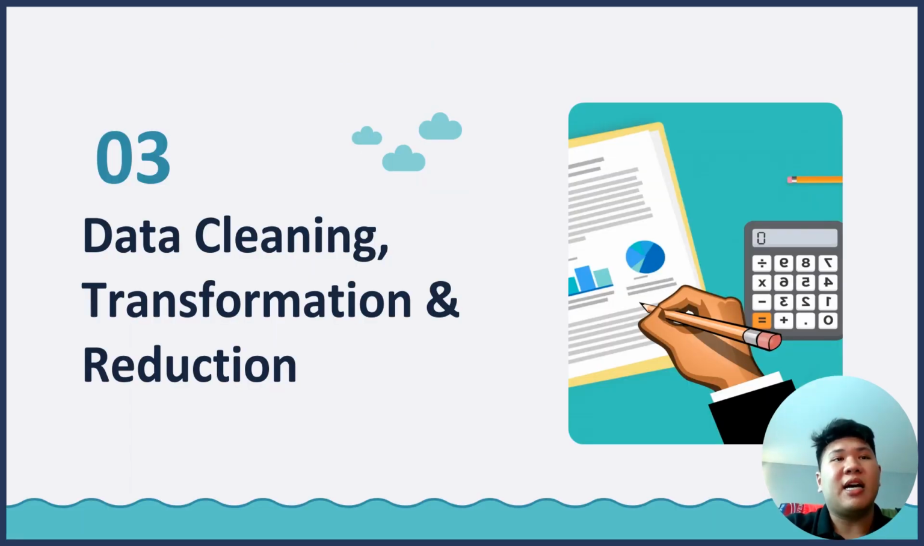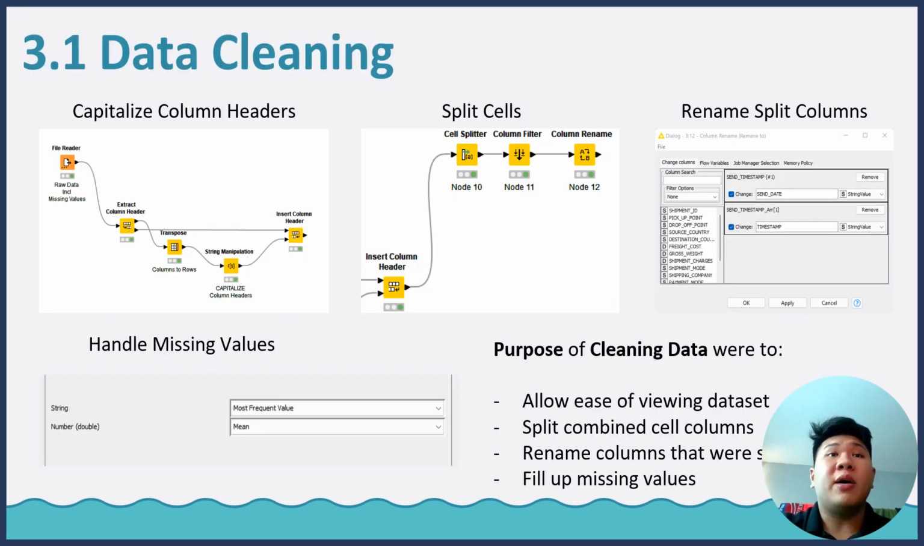Our last part is data cleaning, transformation, and reduction. For 3.1 data cleaning, the purpose of cleaning data was to allow ease of viewing the data set, split combined cells and columns, name columns that were split so they look neater, and fill up missing values.